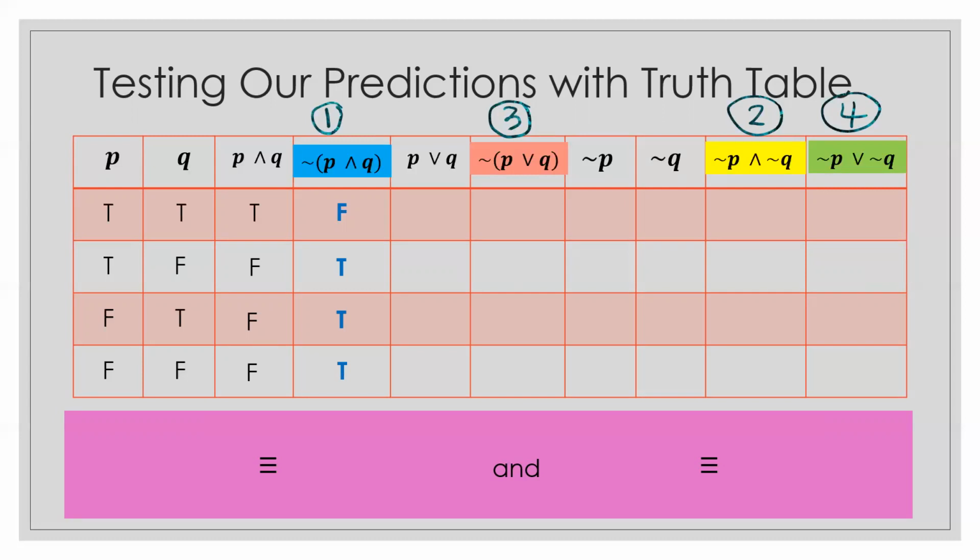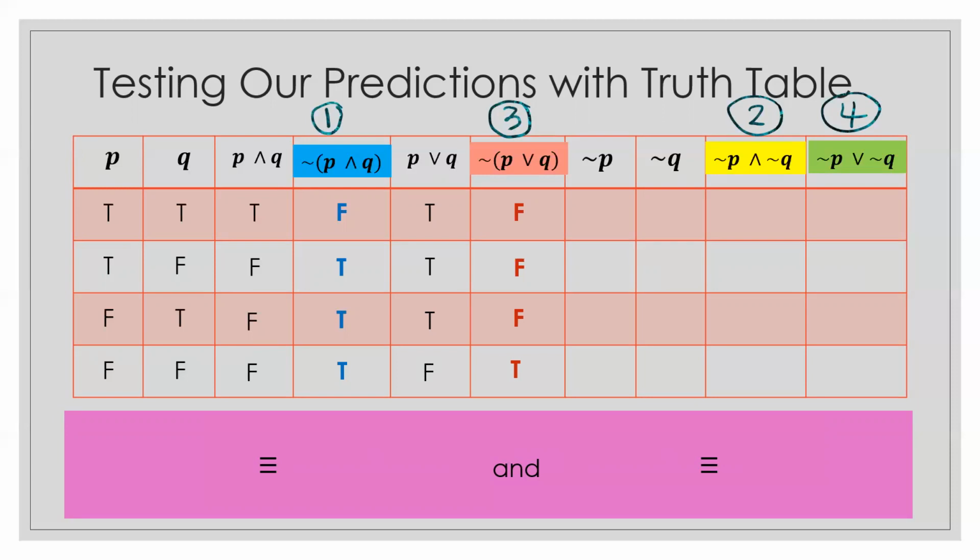Now let's look at the or statement. Remember, the or statement is true as long as one of them is true, so it's either or both. So we have true, and when we negate that, it would be false. True here, and when we negate that, false. True here, negate that, false. And then false here, to negate that, it would be true. So we can see now that 1 and 3 are not equivalent.